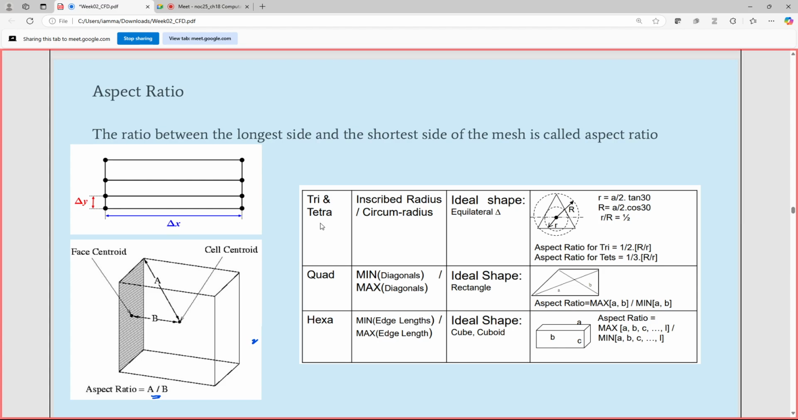If you are taking tri or tetrahedral elements, then the aspect ratio will be in these terms, that is half of r by R, where small r is the inscribed radius or inradius, and capital R is the circumradius. Again, if you come to quadrilateral elements, then it will be a ratio of minimum and maximum diagonals, that is, a by b, the minimum length of the diagonal divided by the maximum length of the diagonal. Again, for three-dimensional hexahedral cells, it will be minimum edge length by maximum edge length.